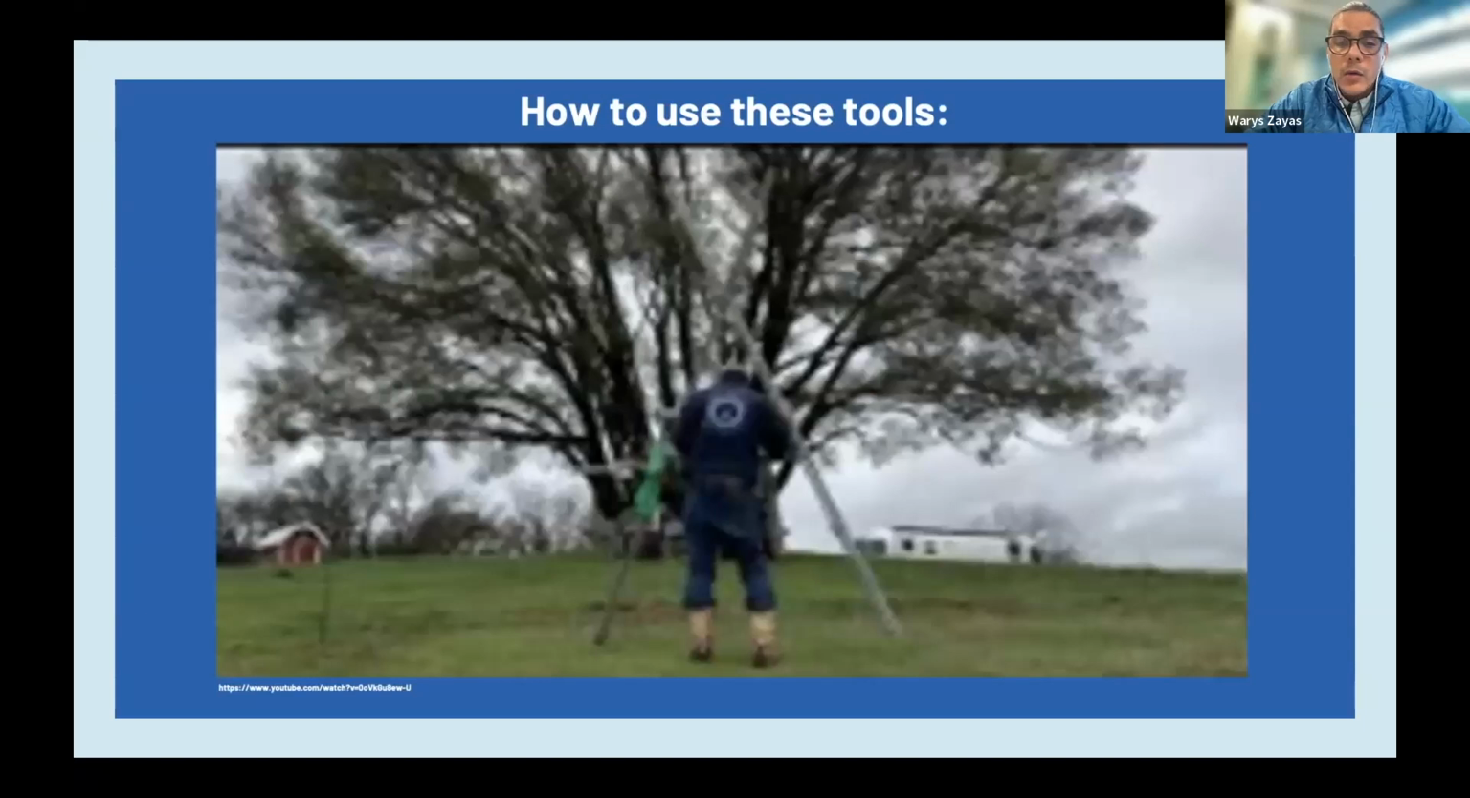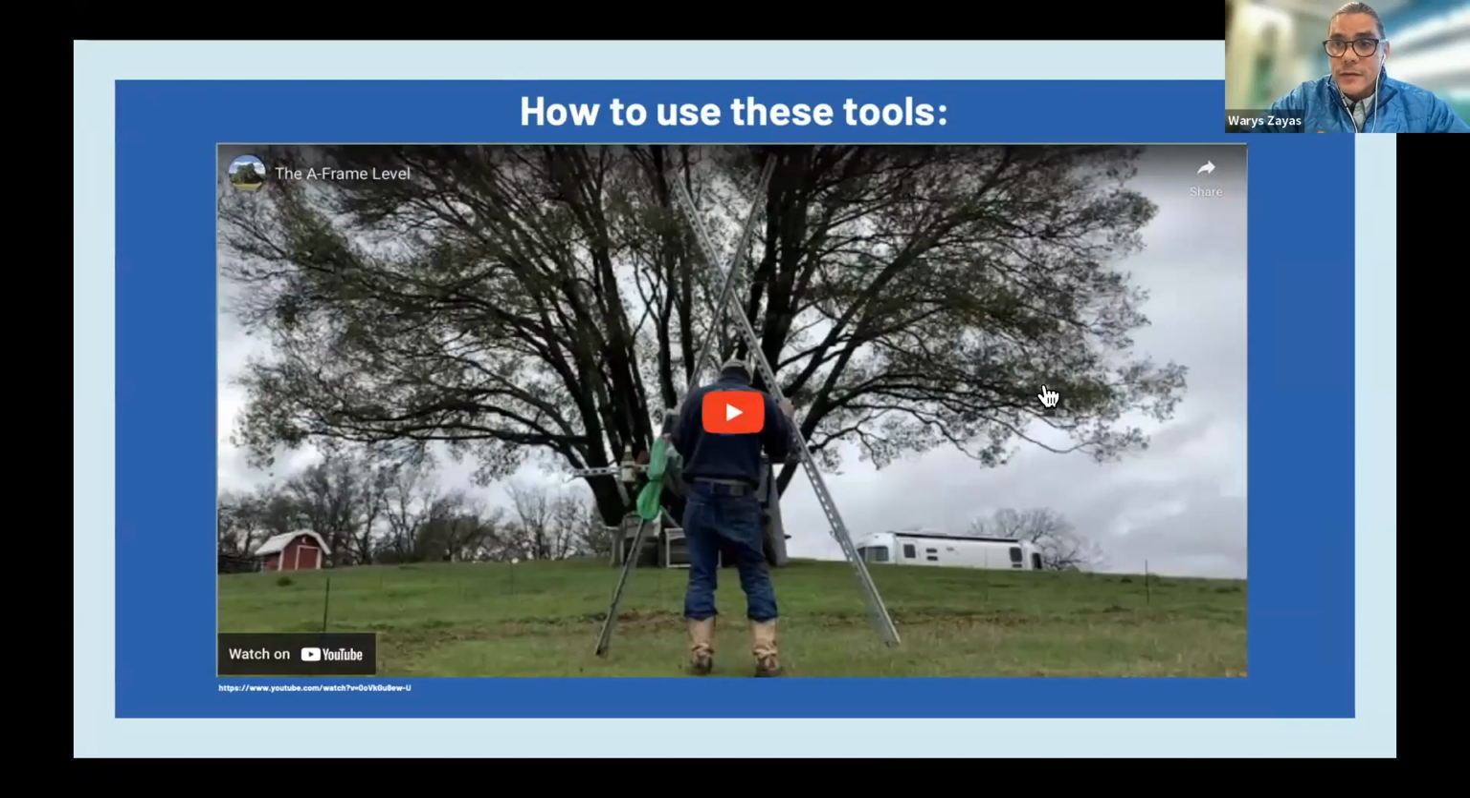Now we will see this video where it's explained how to use the A-frame, but the concept and the way that we use the A-frame is the same way that we use the ISO. This is the same concept, and both are used in the same way. At the end of the video, we can discuss any questions that pop up.